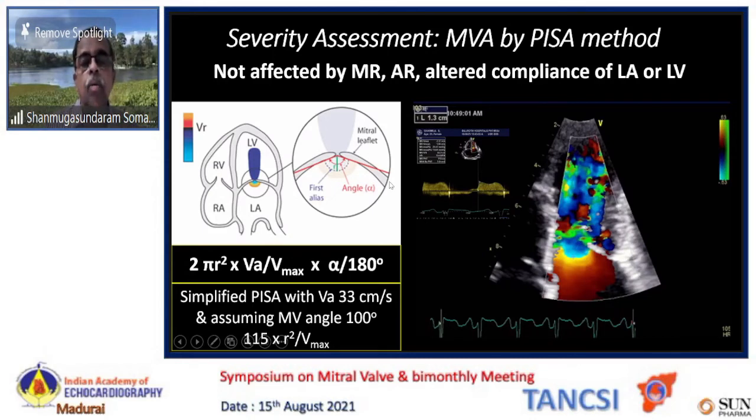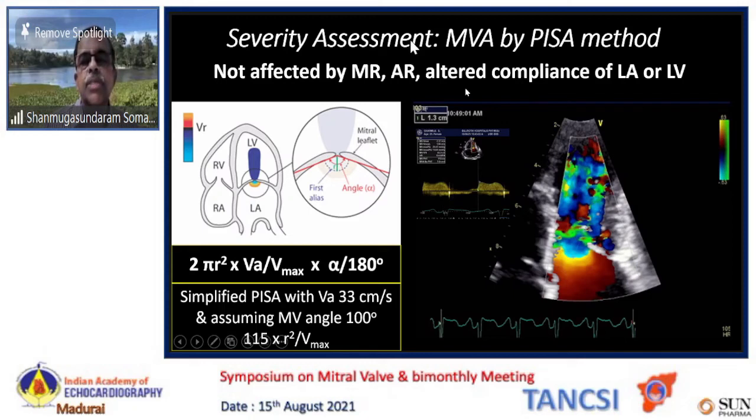The opening angle of the mitral valve is not 180 degrees, so we need to give allowance for that. And there is another simple method of PISA. If you keep the aliasing velocity at 33 centimeters per second and assume the mitral valve angle as 100 degrees, you use this simple formula, namely 115 multiplied by radius squared divided by velocity maximum, which will give you the value very quickly.